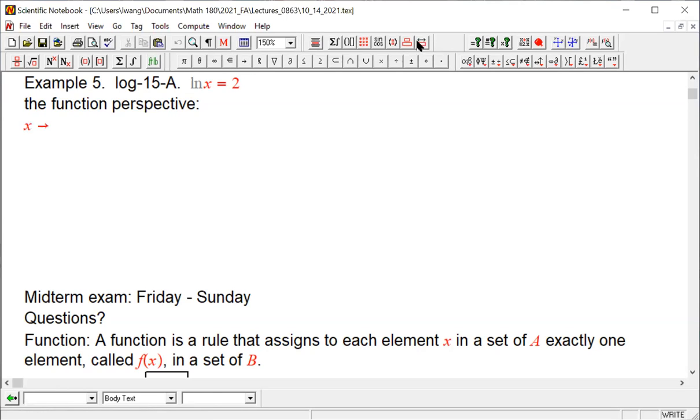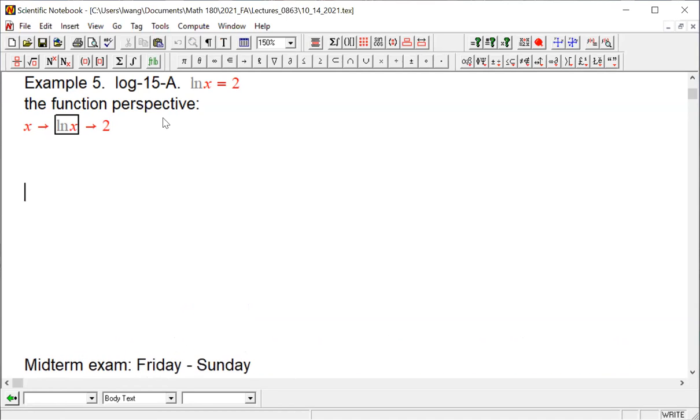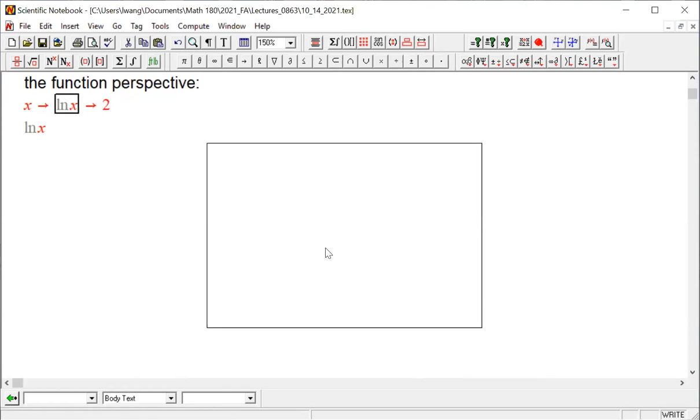X is the input. If you give it to the rule of ln x, it produces an output, and the output is 2. At this moment, we need to be aware of the domain and range of ln x, or logarithm x. Remember, we spent a lot of time on this. You are going to be tested on these basic things on this midterm. The domain of ln x, right? Moving forward, we spent time to graph these functions, didn't we? We plotted points, we quizzed you.